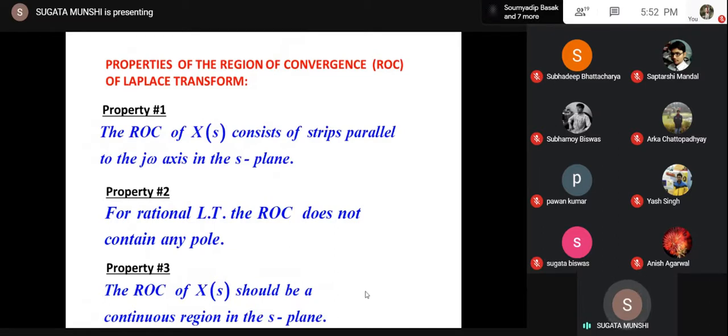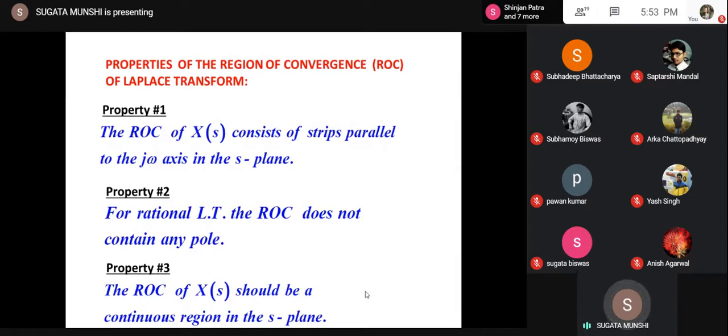First is that the ROCs, in case of the bilateral Laplace transform, will simply be vertical strips. That means strips parallel to the j omega axis in the S plane. It will extend in the direction of the j omega axis from minus infinity to plus infinity. That is the first property.